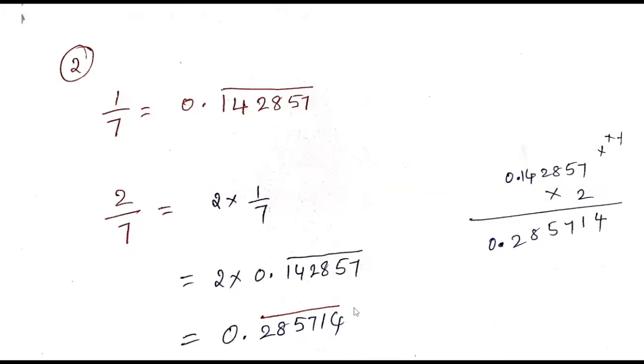Start copying. Sir, I didn't understand. Okay. So 3 by 7, 4 by 7, 5 by 7 and 6 by 7 as well, no sir? Yes. So we have to do them separately. First, we have to do 2 by 7.